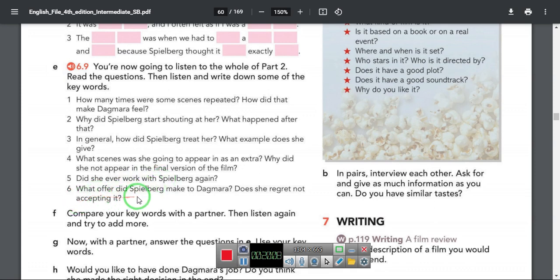What other offer did Spielberg make to Dagmara? Does she regret accepting it? Now let's listen.